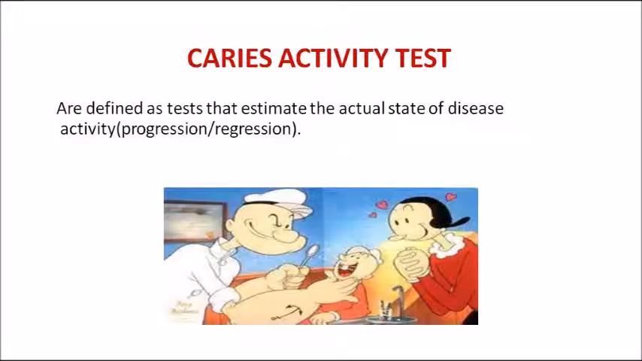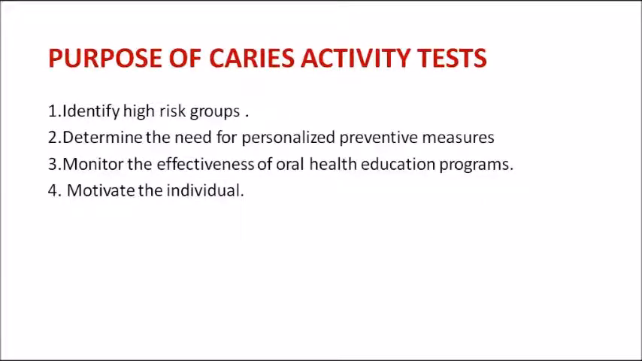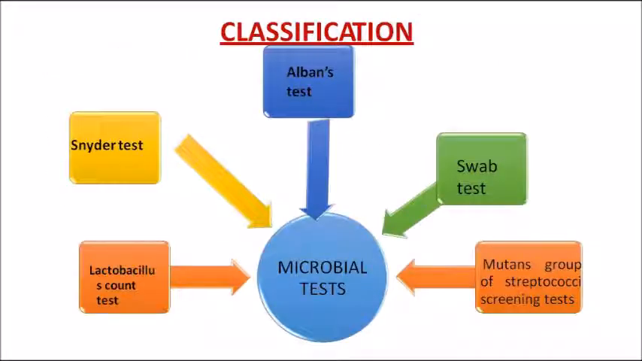As defined, a caries activity test is a test used to estimate the actual state of disease activity, either progression or regression. So we have a set of tests to measure the state of a disease. And what is the purpose of the caries activity test? With the help of this test, we can identify high risk groups, determine the need for personalized preventive measures, monitor the effectiveness of oral health education, and it helps in motivating the individual. Clear? So let's move on to the classification.